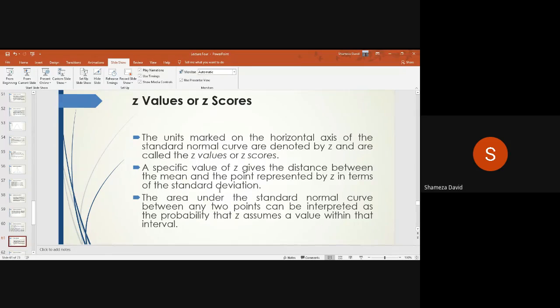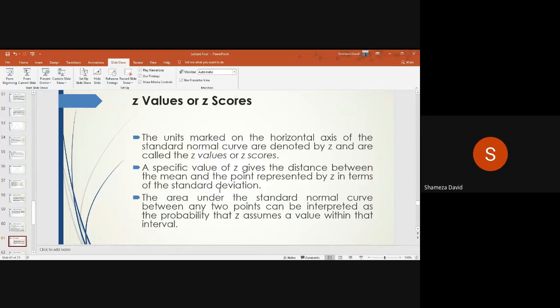Right, so I'm back. Z values are Z scores. These are really what we're going to be calculating for the normal distribution. Those Z values tell us how many standard deviations away from the mean our X value lies. Once we have that, we can then find the probability. So it really hinges on the standard deviations away from the mean.